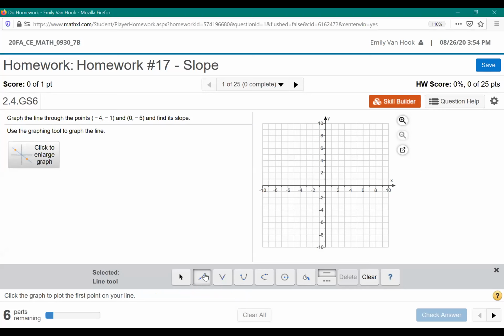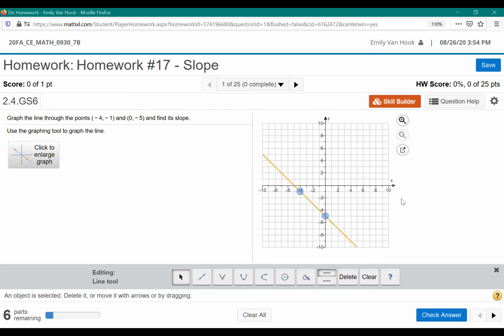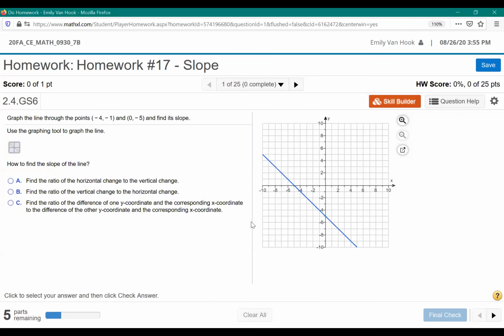Click on the line tool. I'm going to find -4, -1. So left 4, down 1, clicking there. And then 0, -5, that's 0, and then down 5 on the y-axis, 0, -5. Okay, so there's my line. I've just graphed it, so I'm checking my answer for my graph. Now, let's find the slope. Now this is a multi-part question, so let's read carefully. How to find the slope of the line.